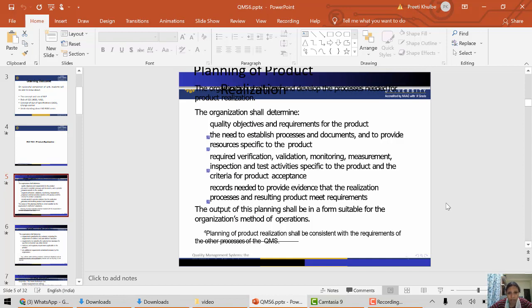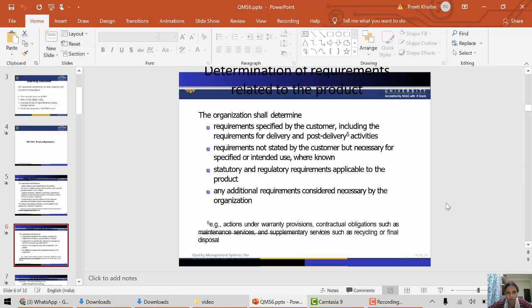It requires the verification, validation, monitoring and measurement, inspection as well as test activities specific to the product and the criteria for the product acceptance. It also requires records needed to provide the evidence that realization processes and resulting product meet requirements. The output of the planning shall be in a form suitable for the organization's method of operation. Planning of product realization shall be consistent with the requirements of the other processes of the QMS. Okay, so all these things are related to QMS.